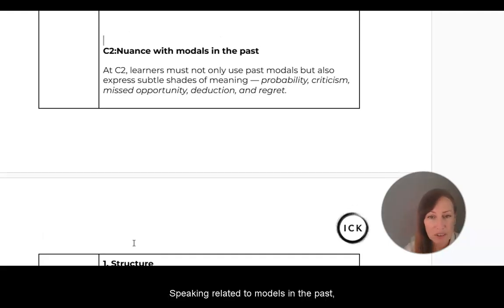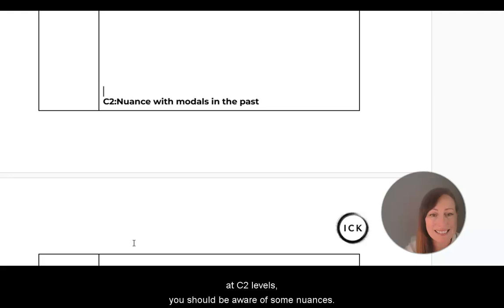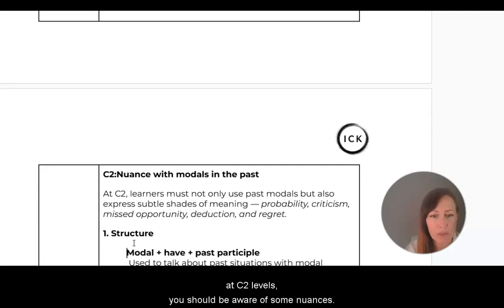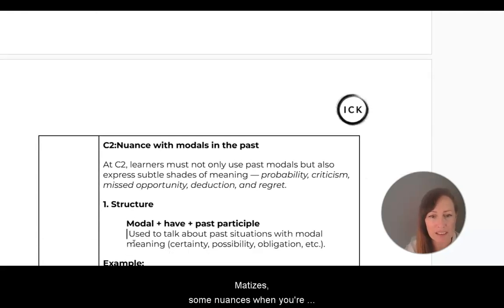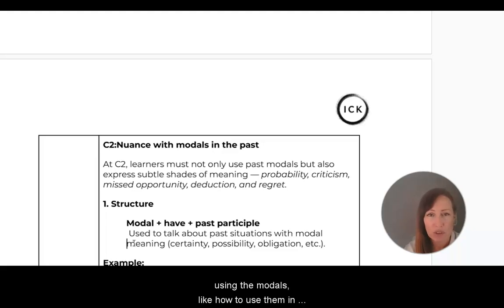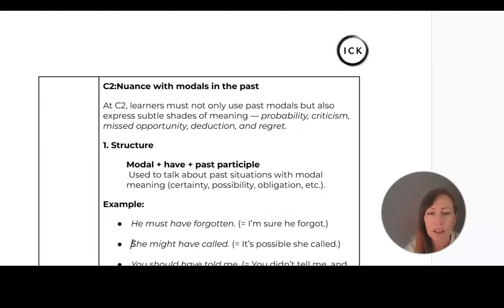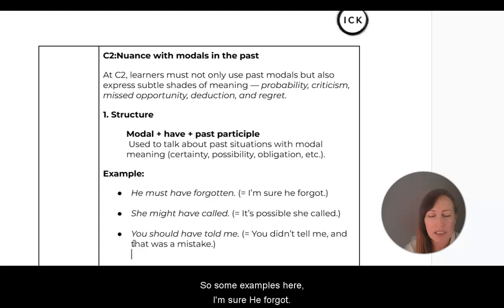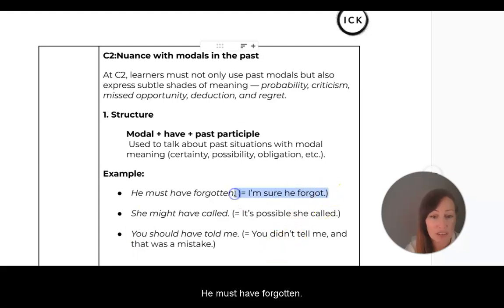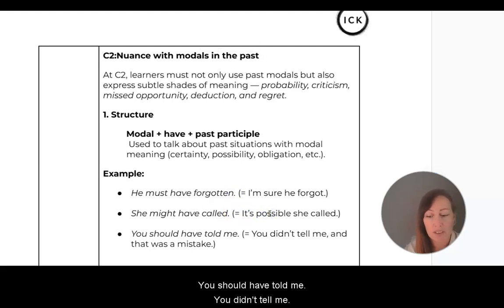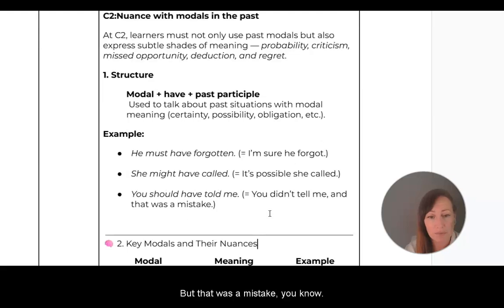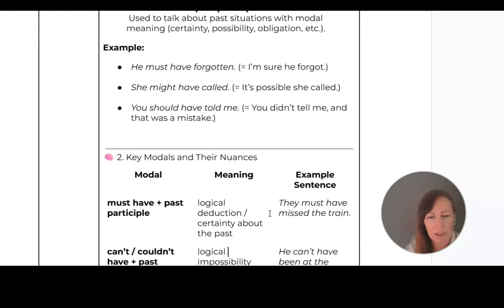Speaking related to modals in the past, at C2 levels, you should be aware of some nuances when you're using the modals, like how to use them in slightly different ways to slightly change the meaning, you know. So some examples here. I'm sure he forgot. You could say he must have forgotten. She might have called. It's possible. You should have told me. You didn't tell me, but that was a mistake, you know.